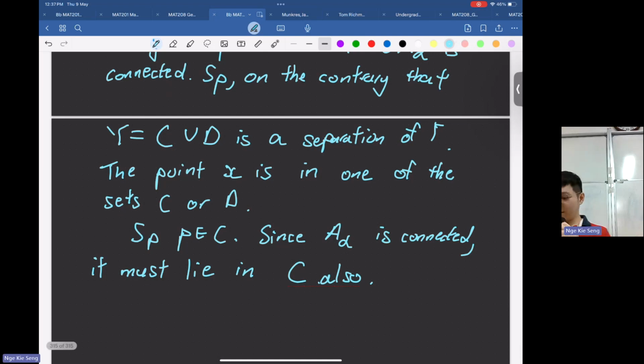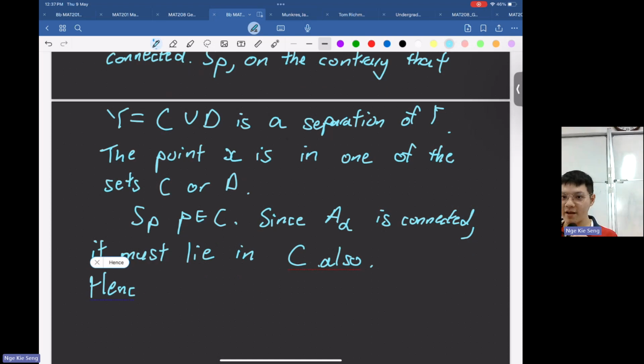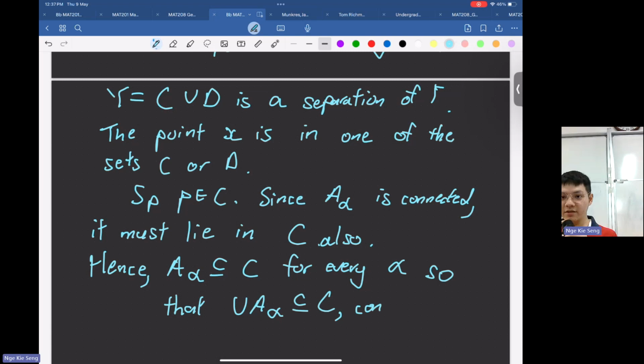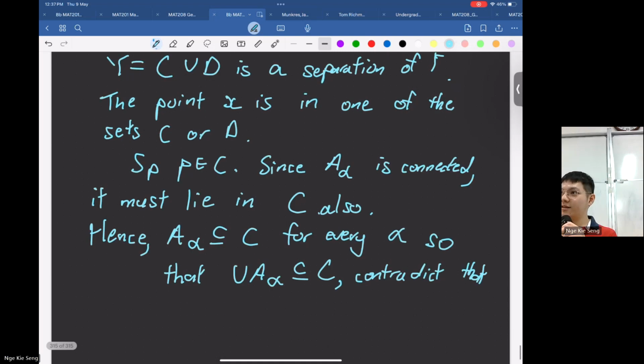So in this case, what? I can really pull every one of them to C. So the union of A alpha is wholly living in C. This means what? This contradicts that. You want to say something? Yes, this means that D is empty. So it contradicts that D is not empty.